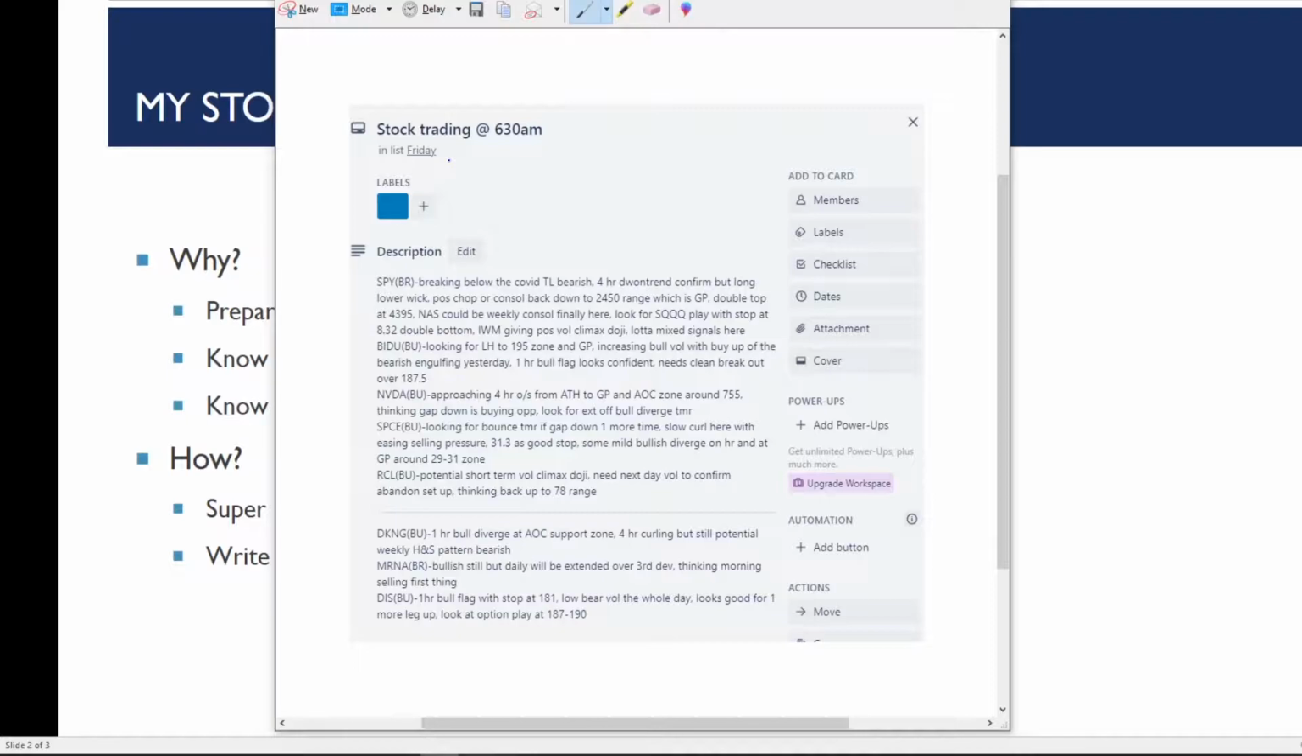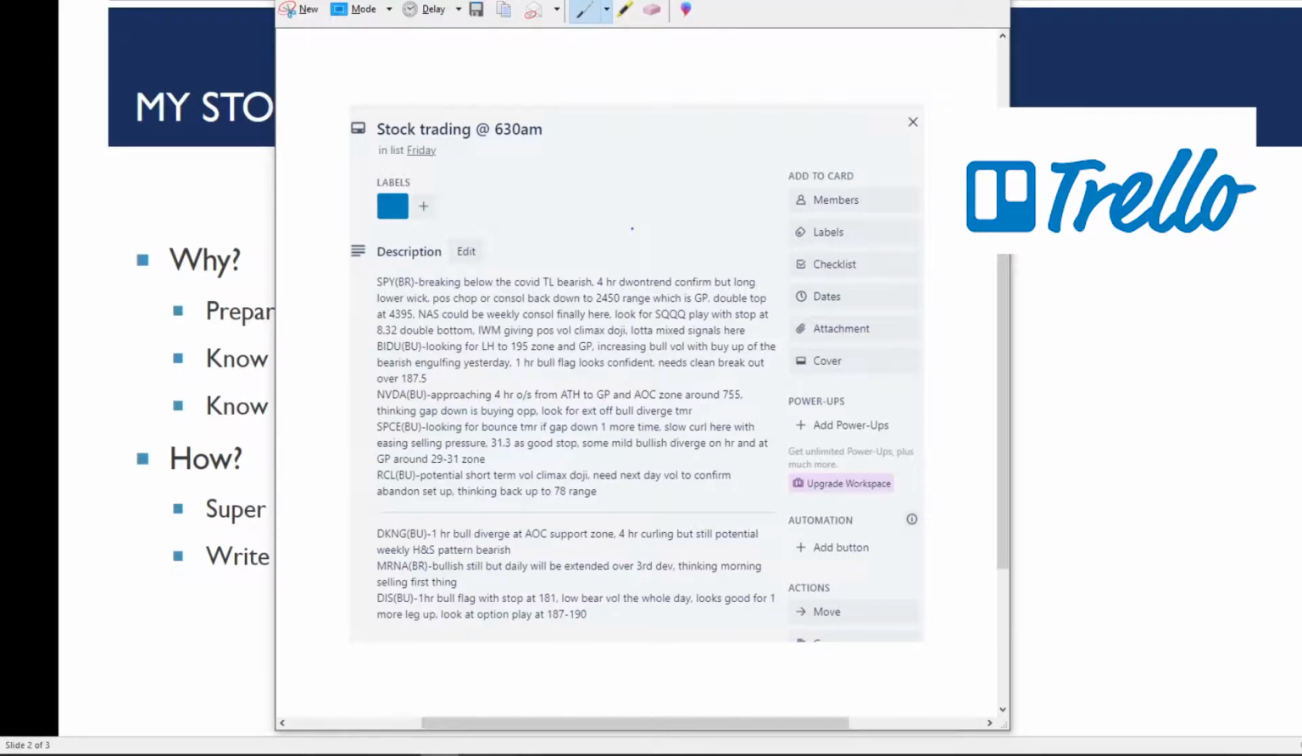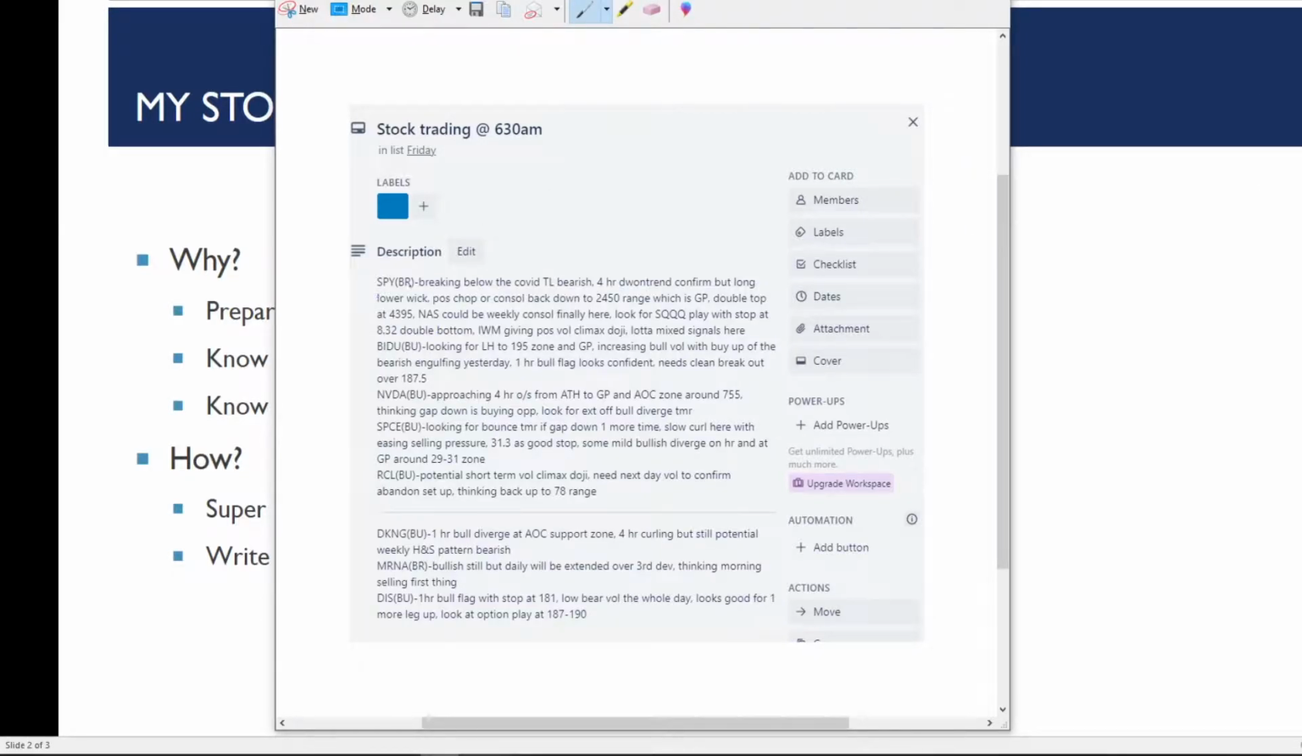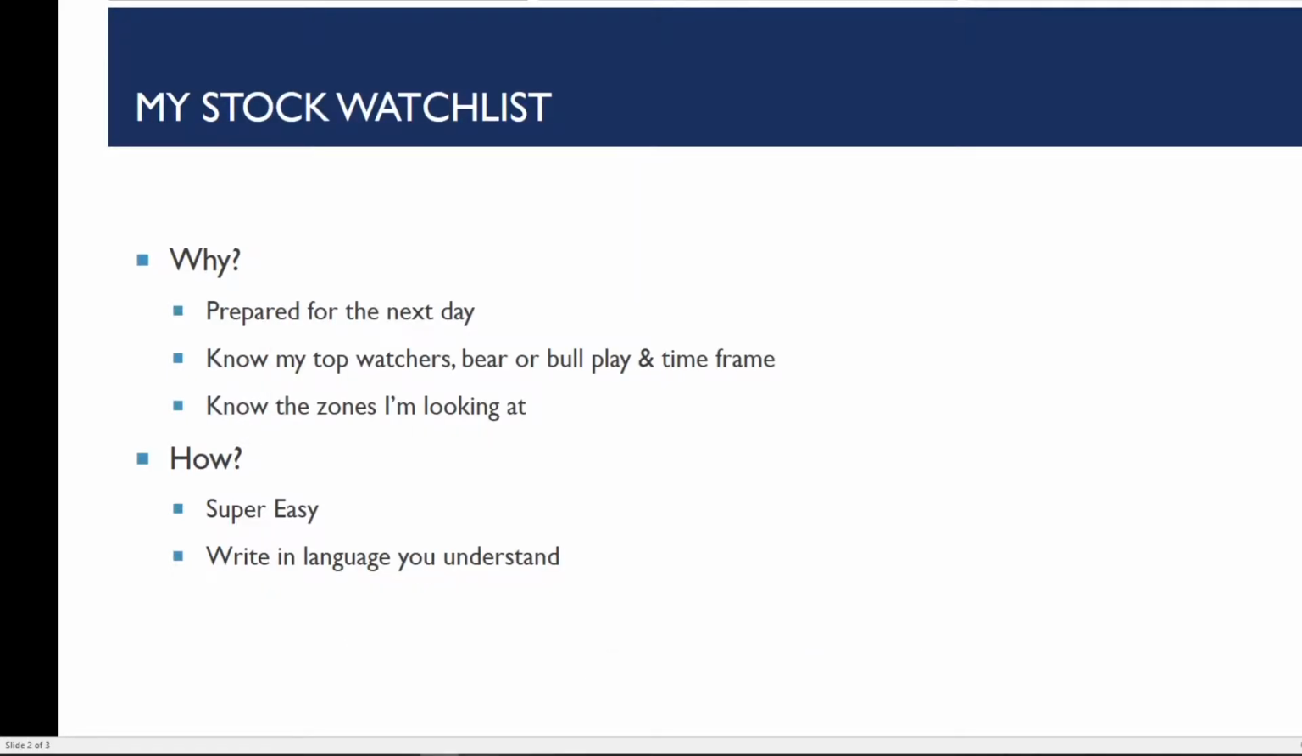This is a snapshot from my Trello board, so it's kind of like an online organizer software, and basically I go through a handful of stocks that I have prepared as my top watchers and secondary watchers for tomorrow morning. Why I do this is so I know I'm fully prepared for the next day, and that I know what my top watchers are. I know what play I'm looking for in terms of if it's a bull play, if it's a bear play, and what kind of time frame I'm focused on.